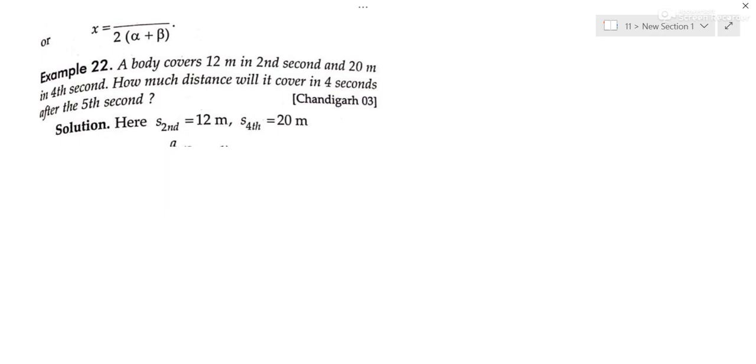Let us see this question. A body covers 12 meters in second. It's not written 2 seconds, right? It's not 2 seconds. If 2 seconds is written, we'll use the second equation of motion. But right now it is written second. So we'll use the fourth equation of motion.